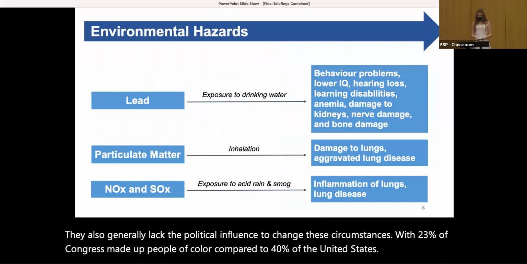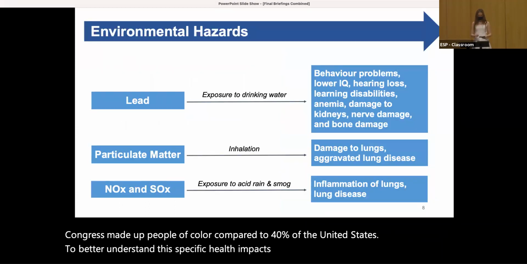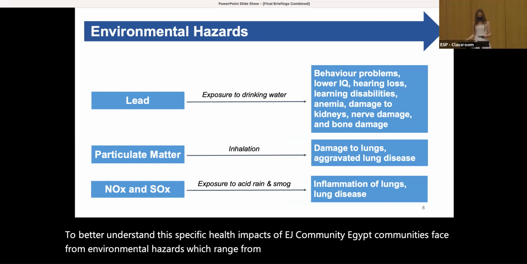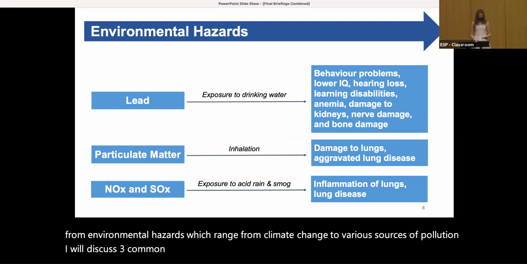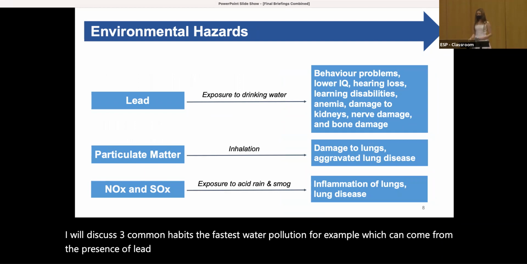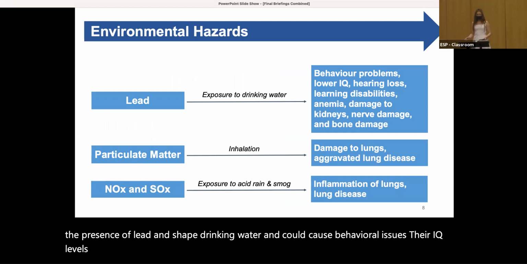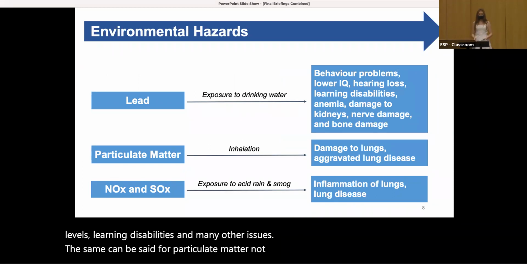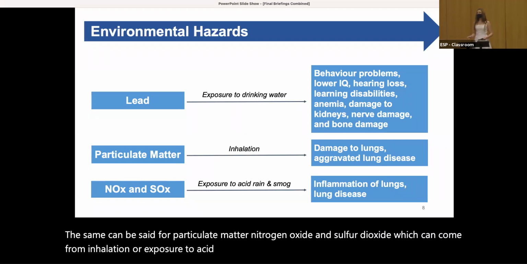To better understand the specific health impacts that EJ communities face from environmental hazards, which range from climate change to various sources of pollution, I will discuss three common hazards. The first is water pollution, for example, which can come from the presence of lead in drinking water and can cause behavioral issues, lower IQ levels, learning disabilities, and many other issues. The same can be said for particulate matter, nitrogen oxide, and sulfur dioxide, which can come from inhalation or exposure to acid rain or smog, both of which lead to various diseases related to your lungs.